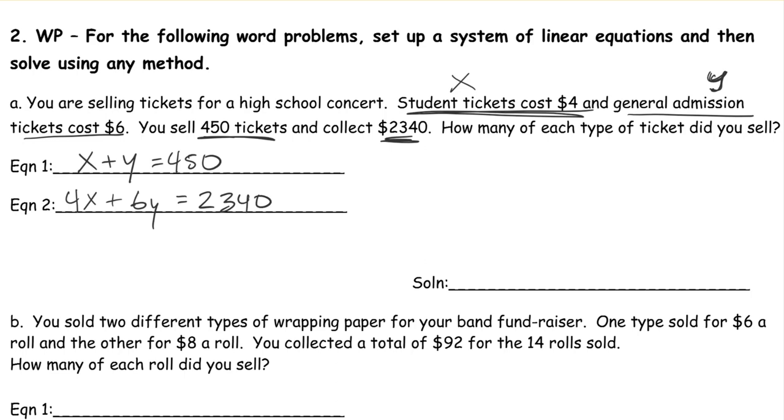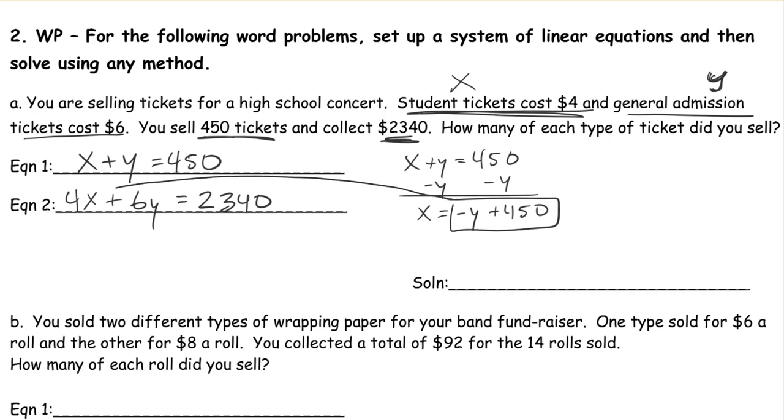So solving this by substitution, let's solve either one of these for x or y. So let's solve the top one for x. So x plus y equals 450. If we subtract y, we get x equals negative y plus 450, right? So we're going to substitute this in for x in this other equation, 4 times x plus 6y equals 2340. We're subbing in negative y plus 450.